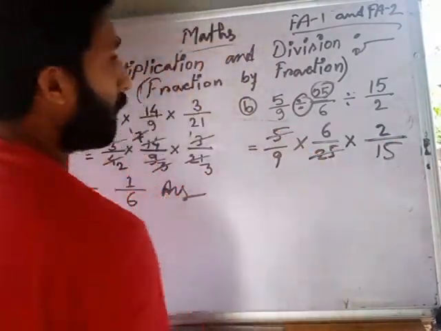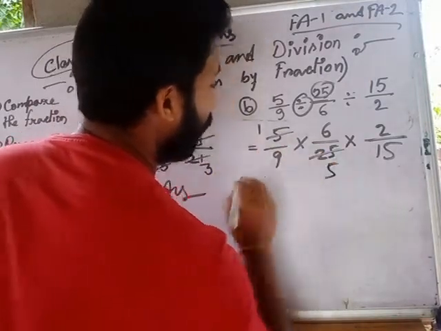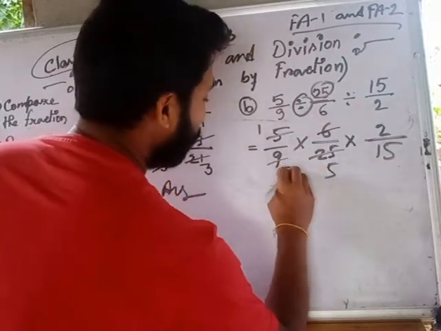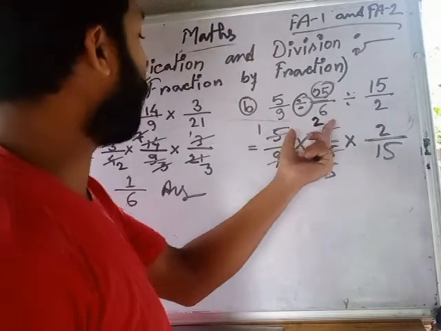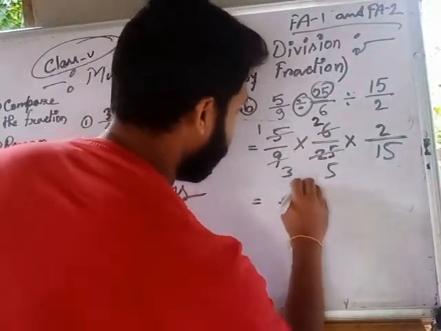5 and 25, both of these numbers are divisible by 5. 5 ones are 5, 5 fives are 25. After that I will get the next. 3 threes are 9 and 3 twos are 6. 9 and 6, both the numbers divisible by 3. After that it is 4.